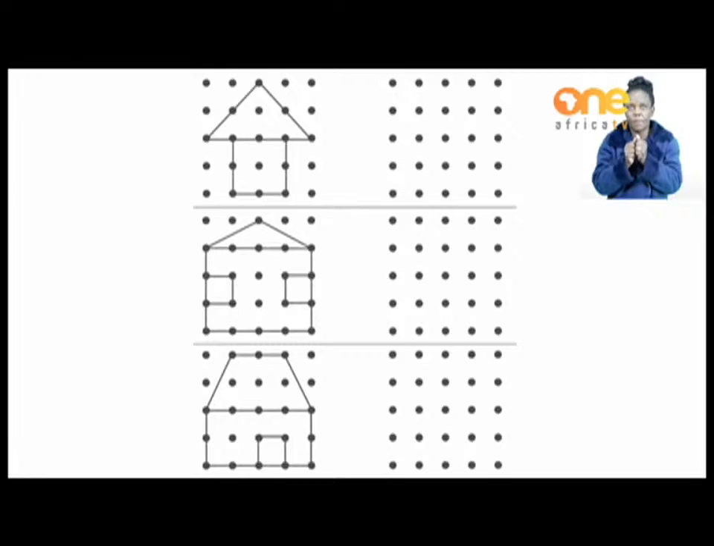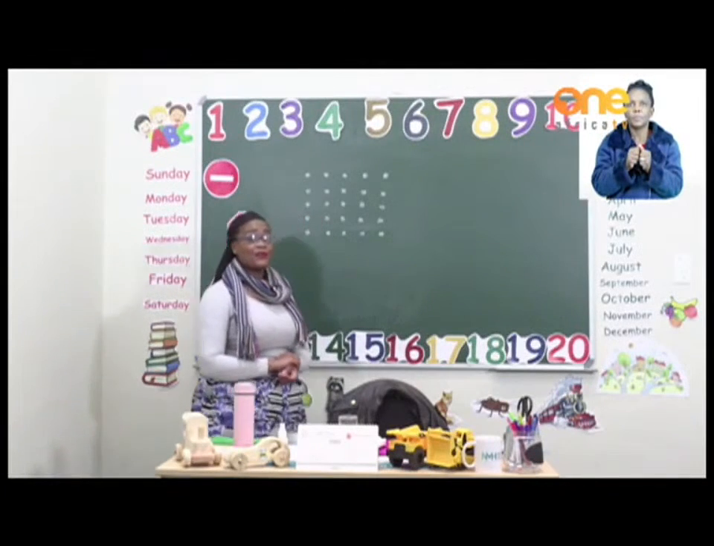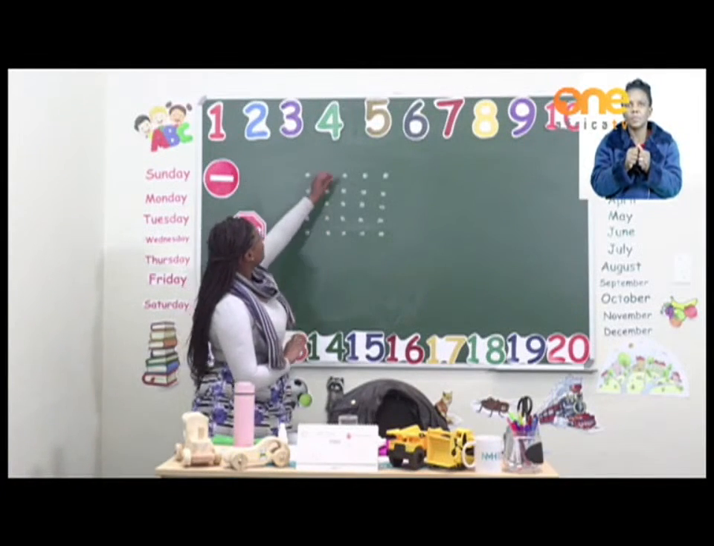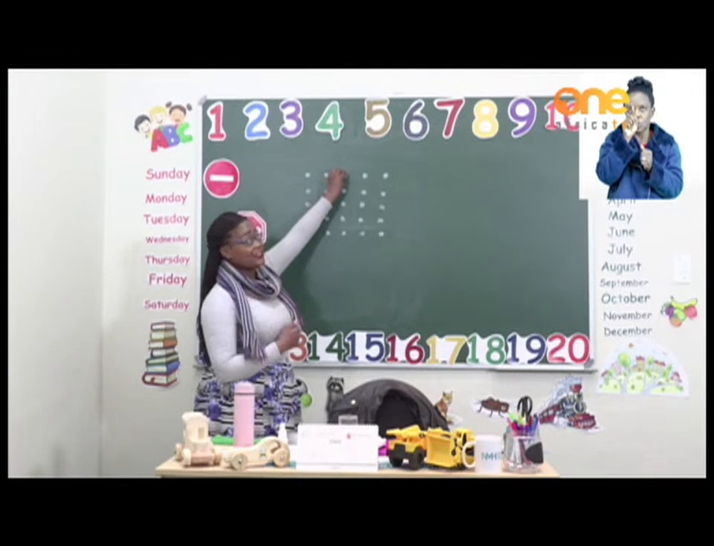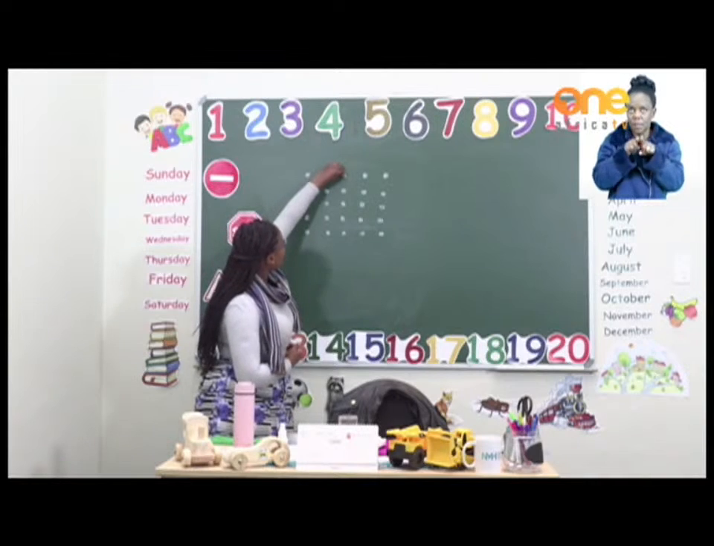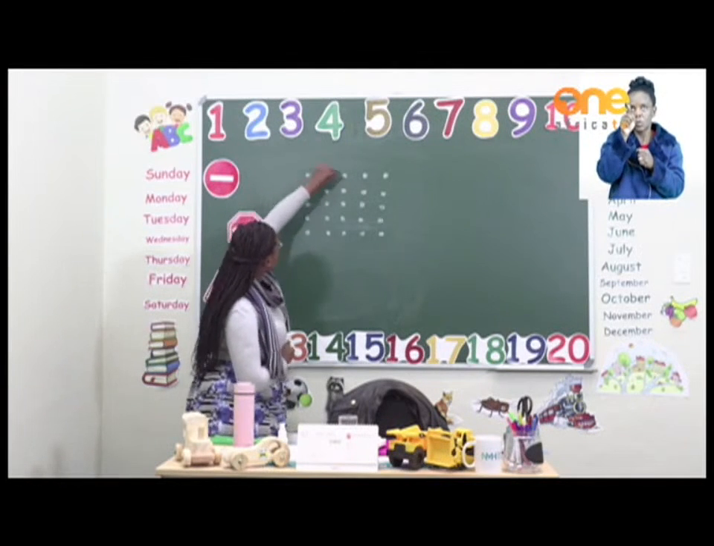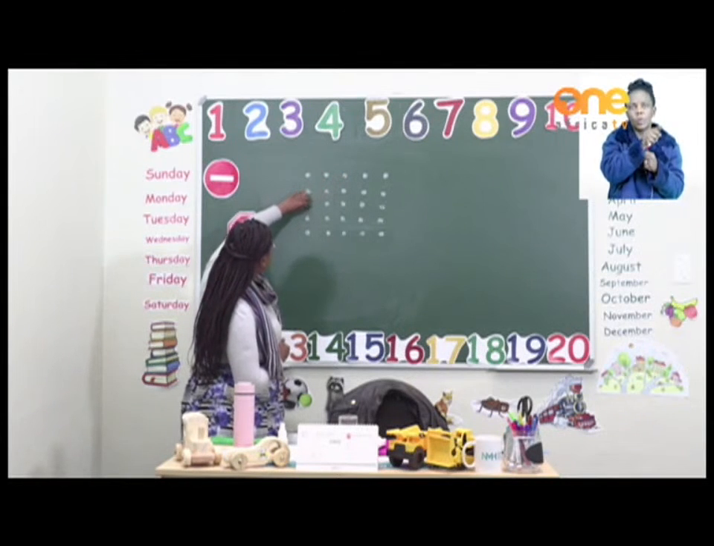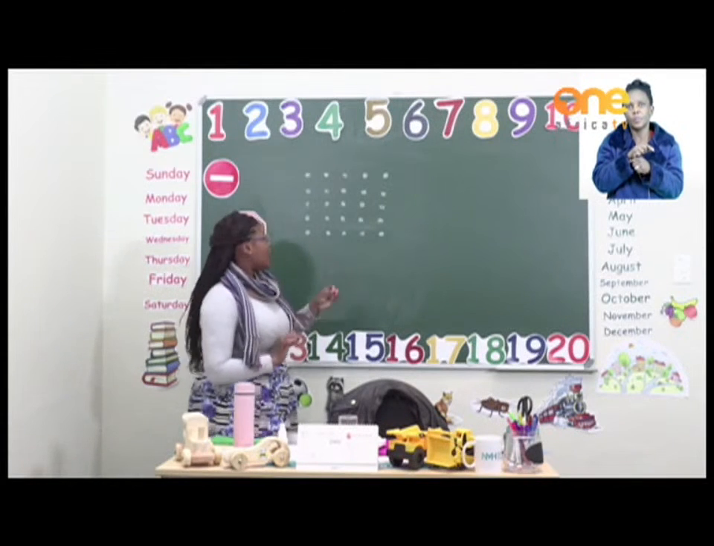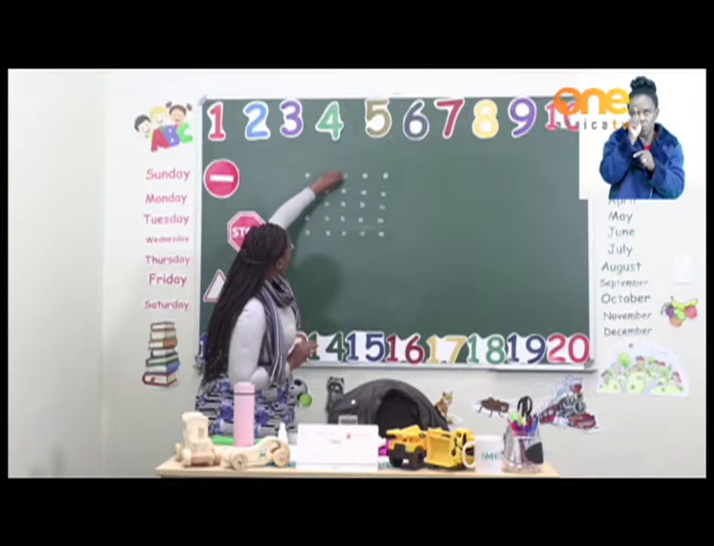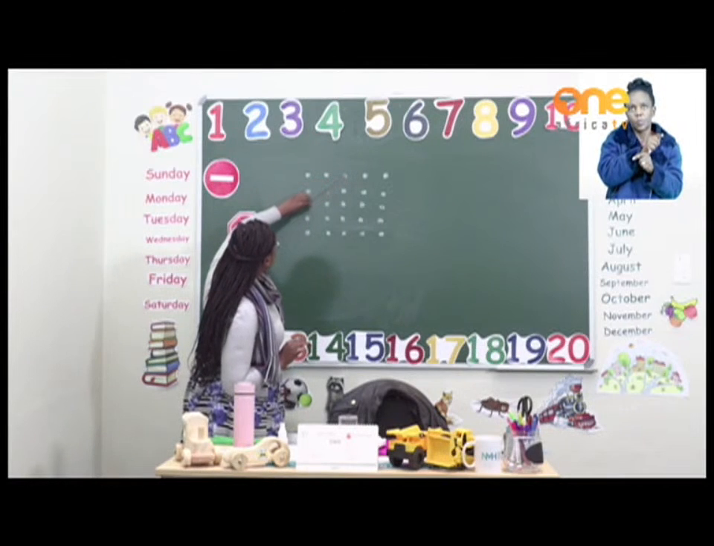Let's take a look at the board. With the first one, the first dot starts here. I want you to also be looking at your booklet as I do it on the board. We are going to draw our line from here to this dot. And I will draw my line. Very good. Make sure that your lines are straight. That way, it will help you when you are connecting the dots.